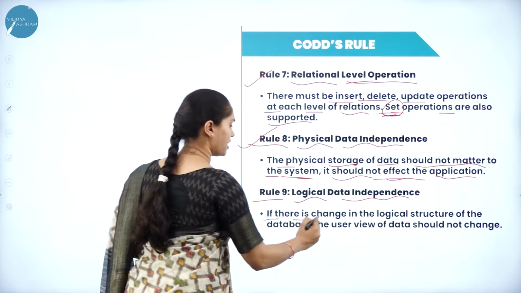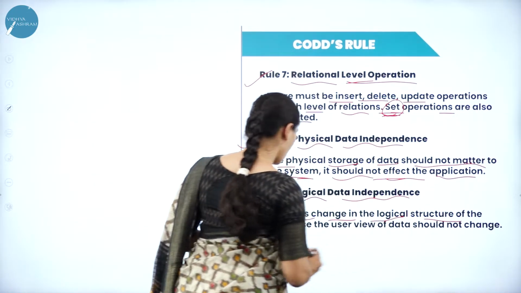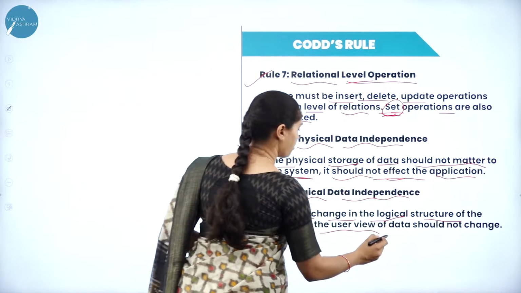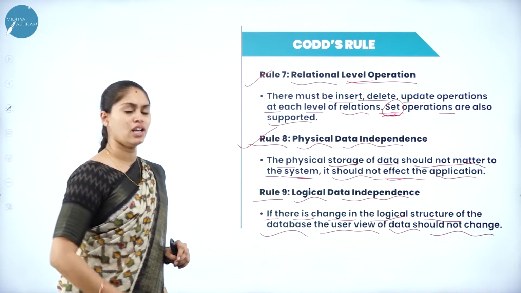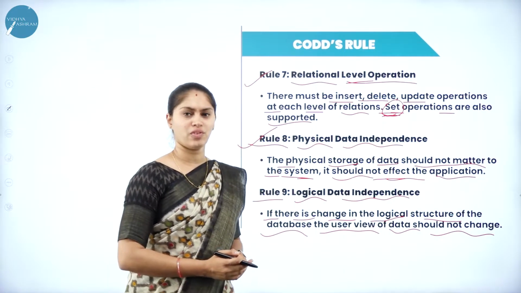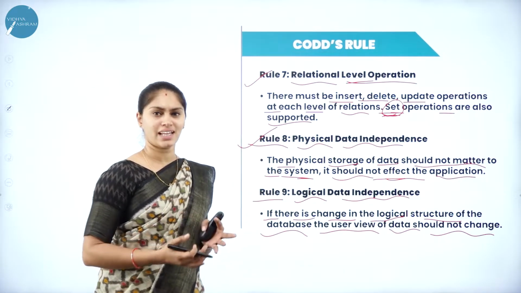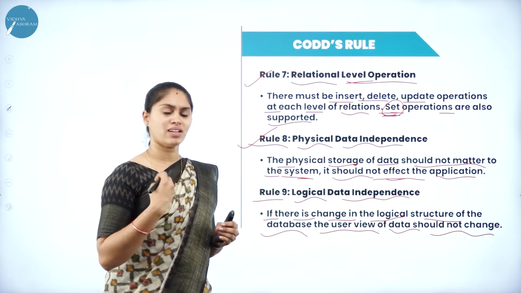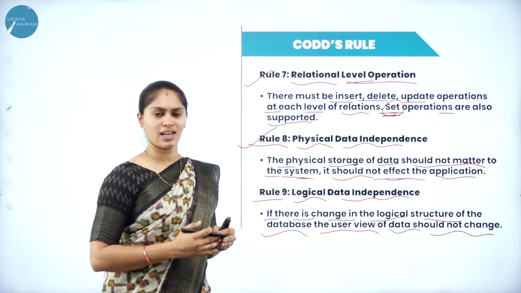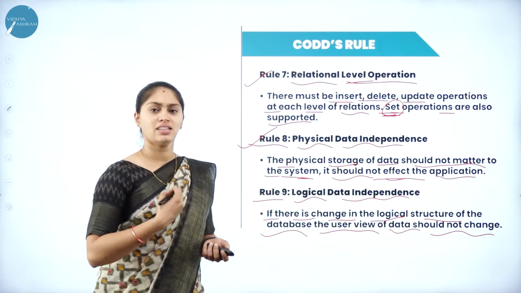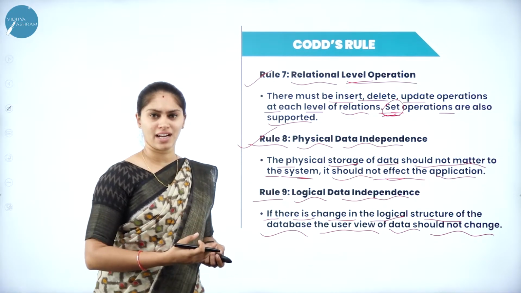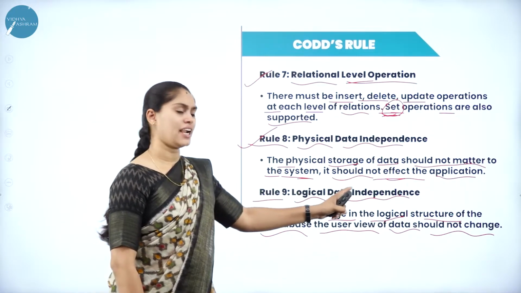If there is a change in the logical structure of the database, the user view of the data should not change. So that means what? When you are updating any of the software or if the system is getting refreshed, whatever view you have related to the data should not change. Without knowing it, the user is going to do the manipulation of the data. That is logical data independence.